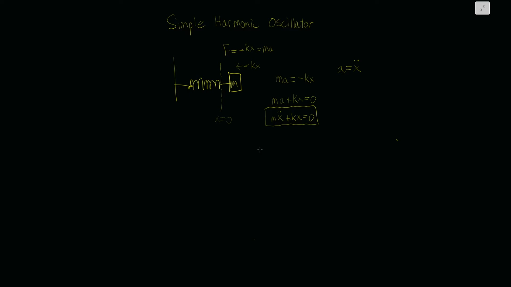So actually I'm going to simplify this a little bit more. I'm going to divide out by m here, and you're left with x double dot plus k over m times x equals 0. Okay, so I want to show you how to solve this with a complex exponential, which I think makes understanding this problem a lot easier, or it's a lot simpler to solve the complex exponential.